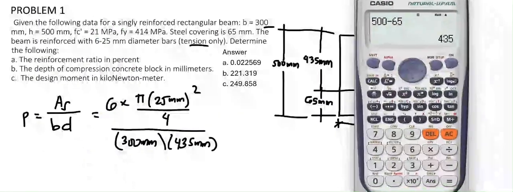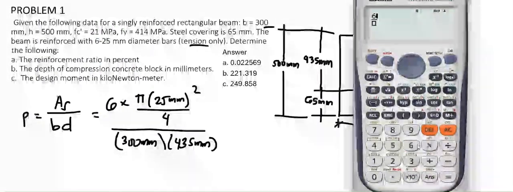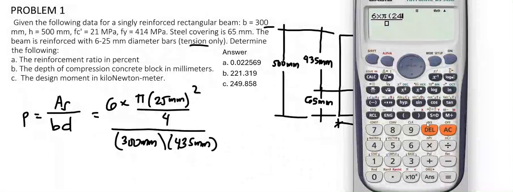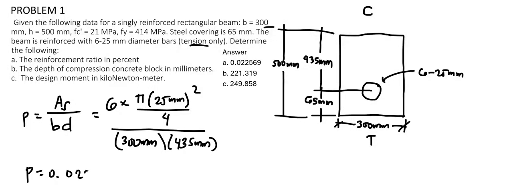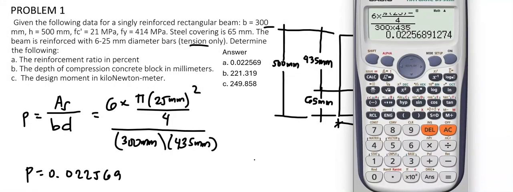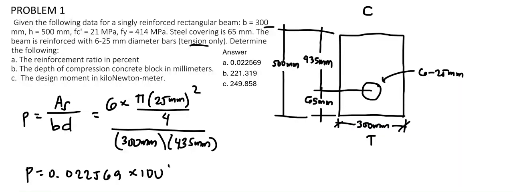Now, solving for rho, or the reinforcement ratio, that is 6 times pi times 25 squared over 4, all over 300 times 435, which is equal to 0.022569. Or in percentage, we multiply this by 100, so this is equal to 2.2569%. This is the answer for the first problem.